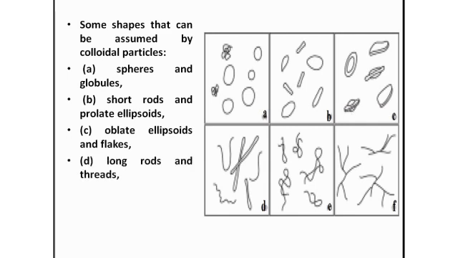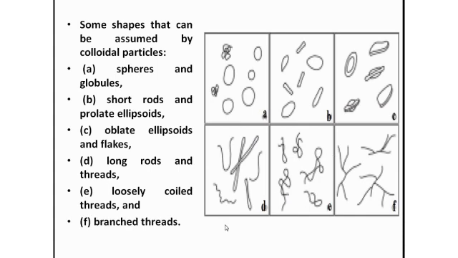The next type of shape the colloid may have is a long rod and thread-like structure. These are the threads, these are the long rods. The next one is the loosely coiled thread. Another shape of the colloid, loosely coiled thread. And the last one is the branched thread. These are the shapes of the colloidal particle.